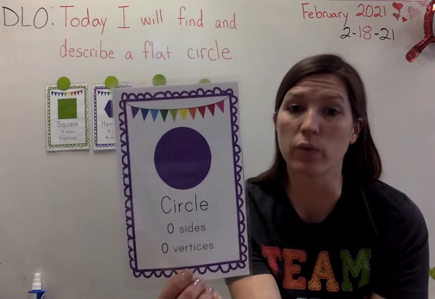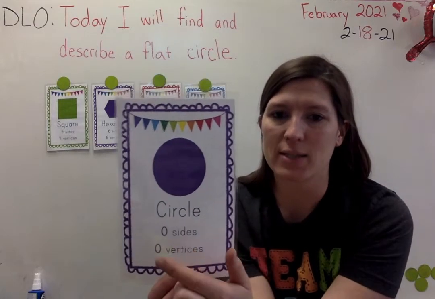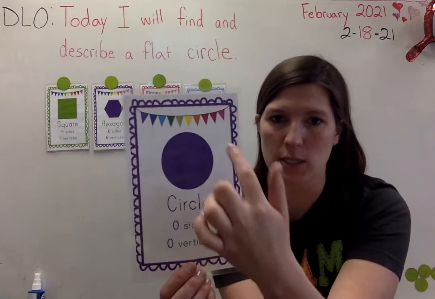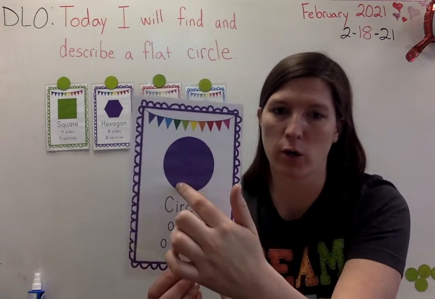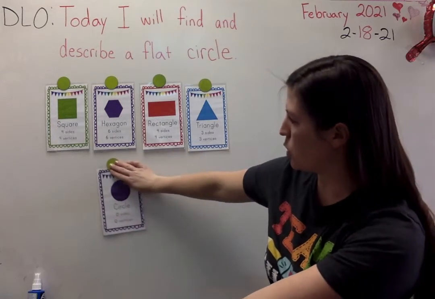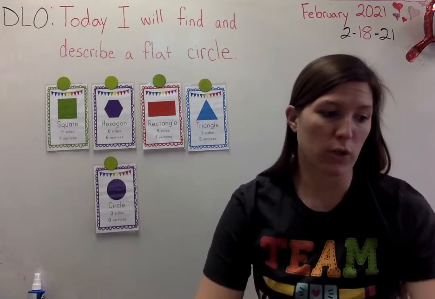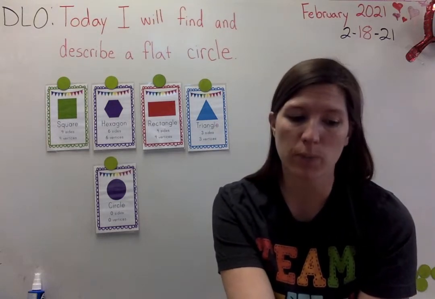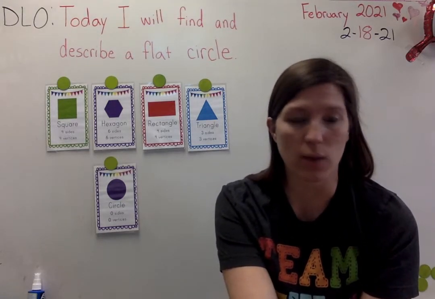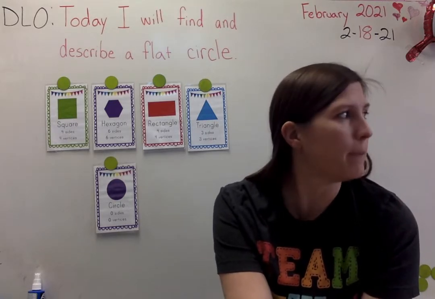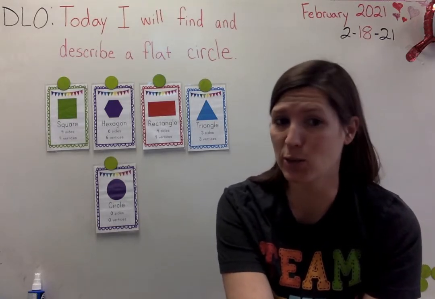Circle. That's the shape we're going to focus on today. A circle has 0 straight sides and 0 vertices. It's just one big curve all the way around. So here's our circle. No straight sides, no vertices. So I want you to take a look around your house or your room and see if you find anything with a circle or a circle face on it. Look around. What do you see that looks like a circle?